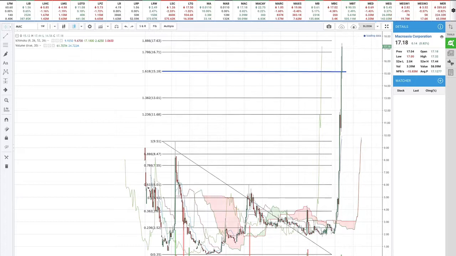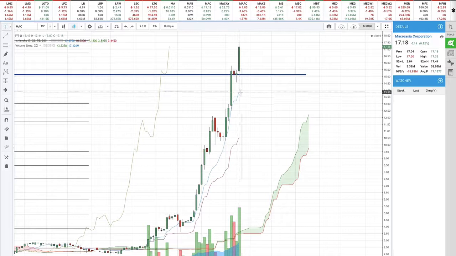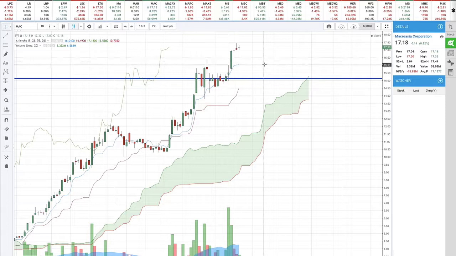Kung long-term trader ka, sa weekly chart ka titingin, itong support mo kung long-term trader ka, nasa 14 pesos pa. But if you're a short-term trader, ang support mo nasa 16. This would be your cut-loss point.